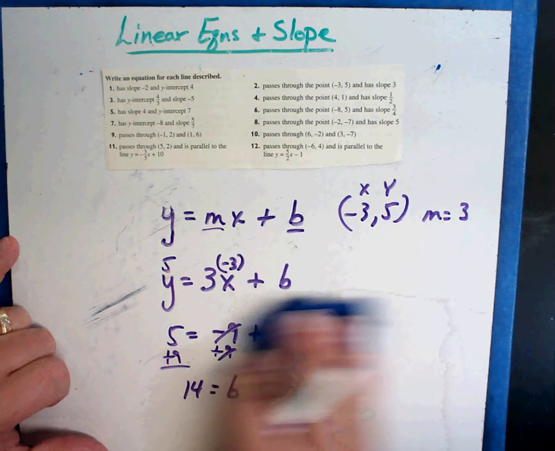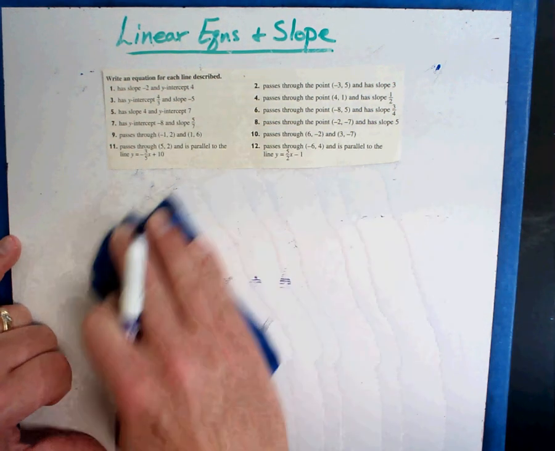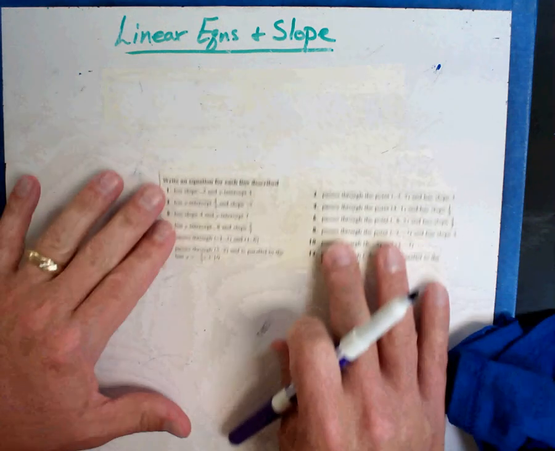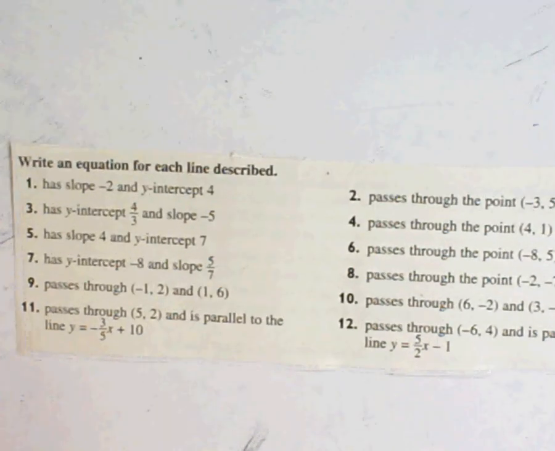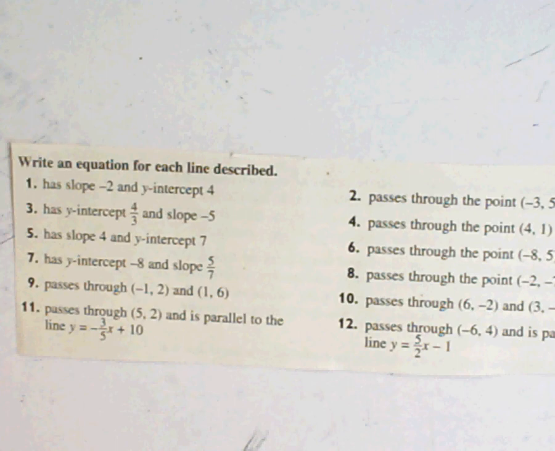Let's do one more together. I want you to do number 11 down there at the bottom. Okay, I'm going to zoom in for you real quick. Passes through that point, and it says, and is parallel to that line. Pause the video, try that one, then I'm going to come back and do it with you.